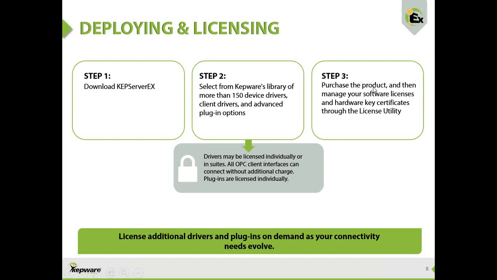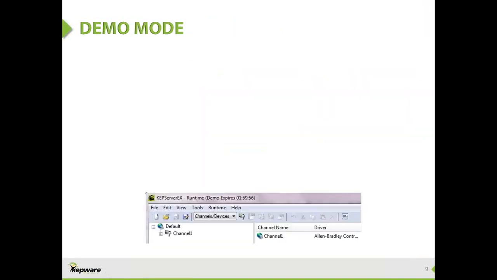Once you purchase the product, then what you're going to do is license it and manage either your software license or hardware key certificates through what we call the license utility. So this step 3, after you purchase, this is going to be what we're focusing on today. You can always go back once you do step 3 and go license additional drivers and plugins as you need in KEPServerEX.